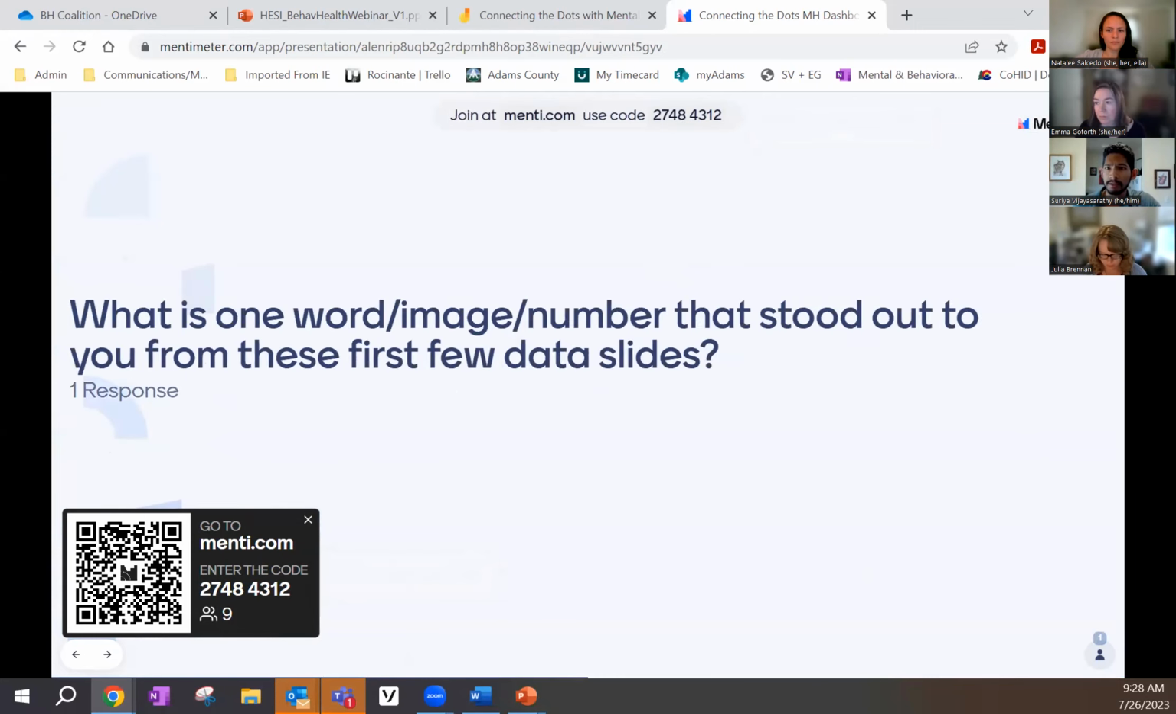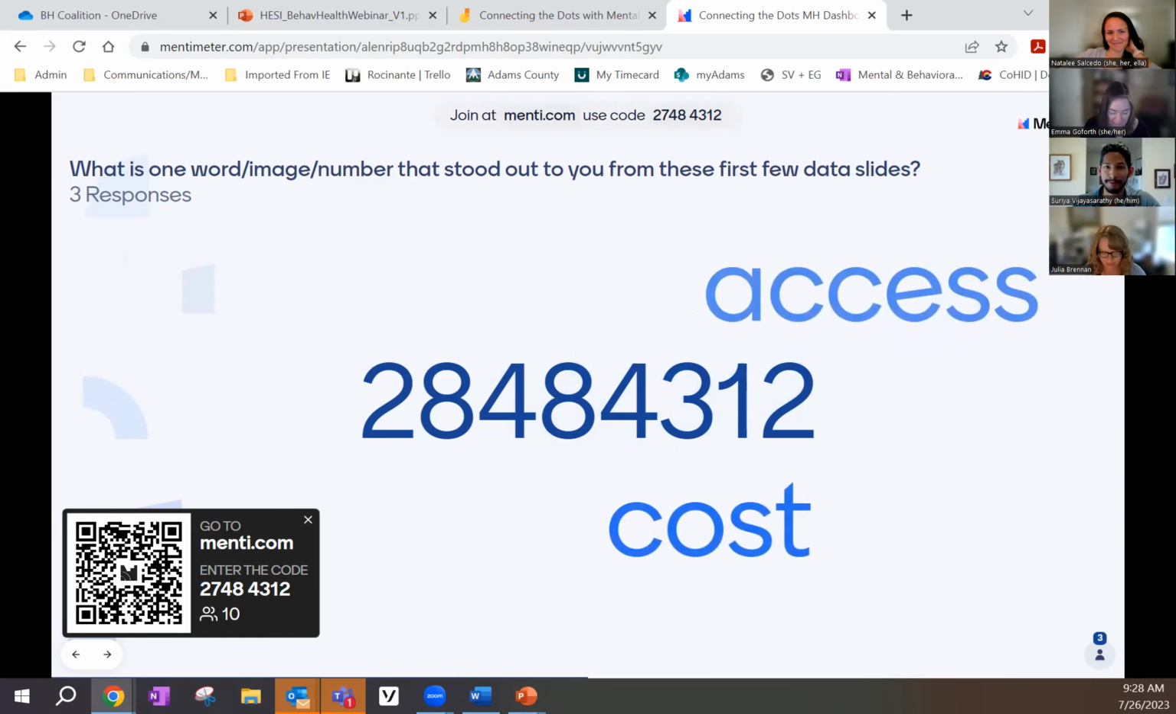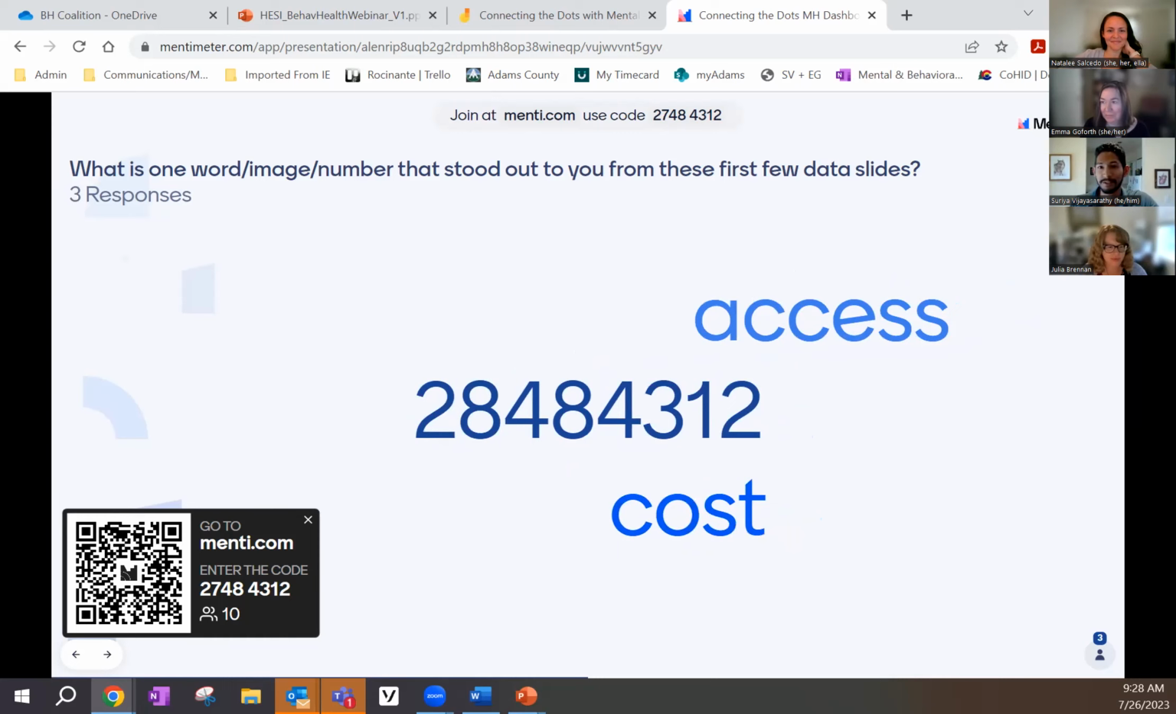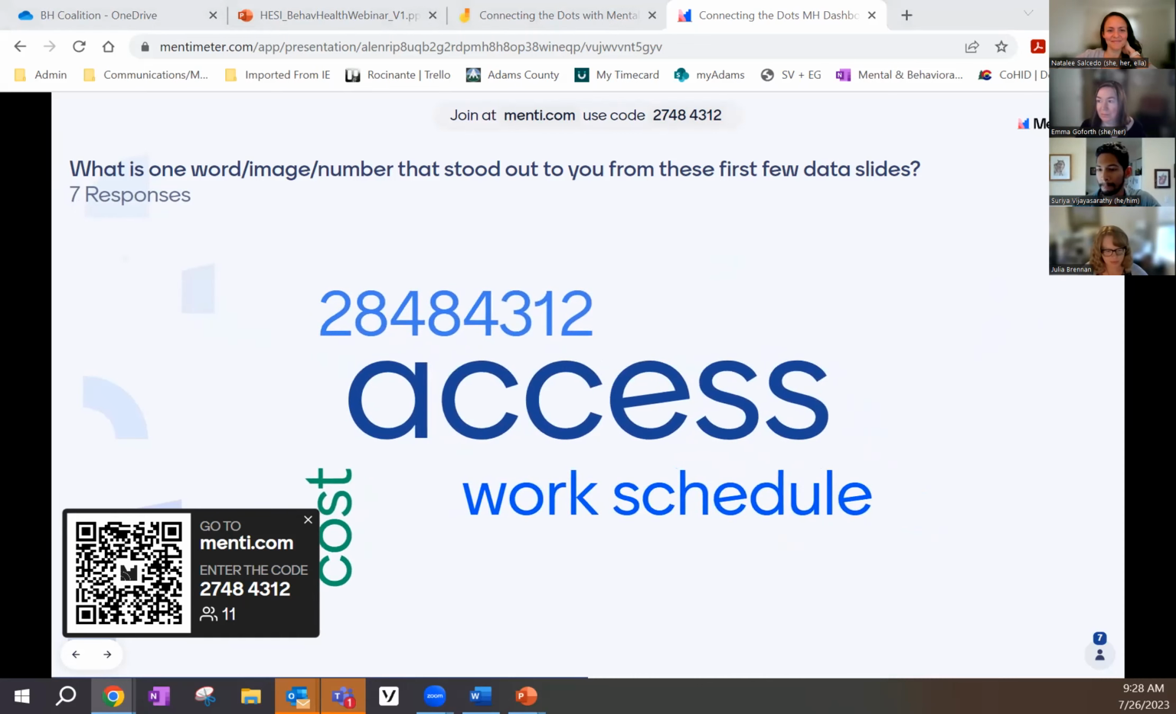Just take 30 seconds, write down a number that stood out to you. You shouldn't have to put in that code if you're already at the question. So hopefully that helps. There we go. It's going to show up as a word cloud, and we get to see everyone's responses in real time. So let's just take about 30 seconds to a minute. Let's see what people come up with here.